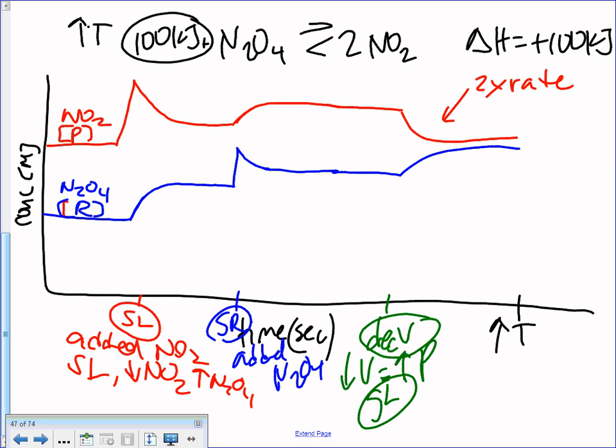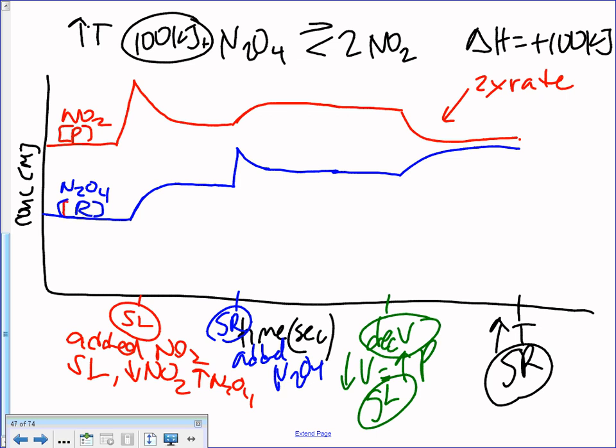It's definitely going to fuel the forward direction because, and here's the explanation part, more of the dinitrogen tetroxide molecules are going to collide with effective collisions, that is, reach the activation energy. So that's why the forward direction is favored, and I'm going to cause a shift right. If I shift right, what happens to the amount of nitrogen dioxide? Shifting right is going to increase this product.